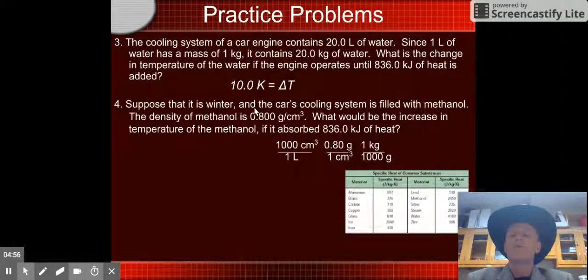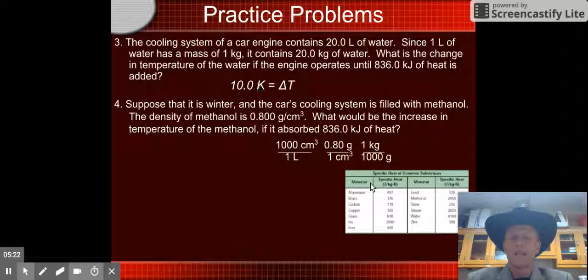Let's suppose that it's winter and the car's cooling system is filled with methanol this time. Well, the density of methanol is given. What would be the increase in temperature in the methanol? So we're really comparing what's better for your car, water or methanol, for this problem. Same amount of heat, what's going to happen? Do you think you're going to get a bigger temperature change or a smaller one with that amount of heat?